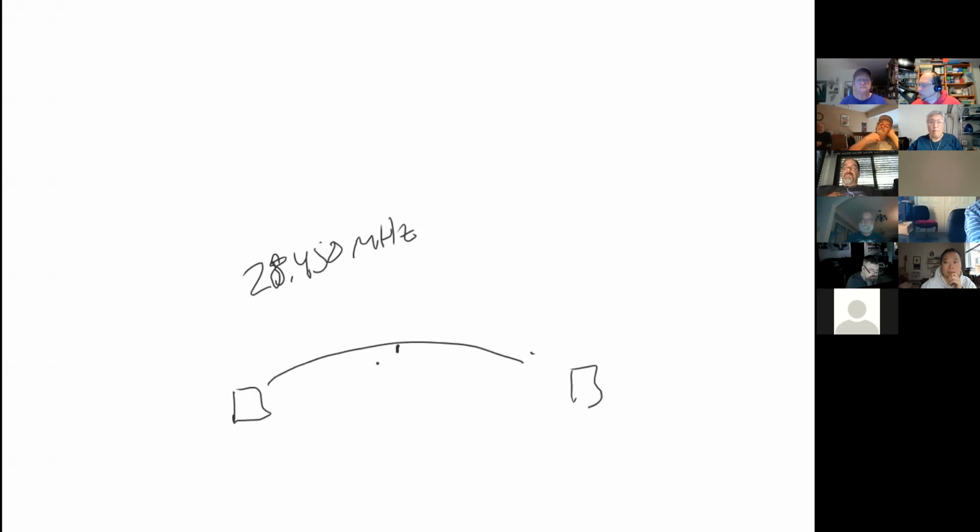Repeater offset. Okay, so there are 2 ways of operating: there is simplex and there is duplex. Simplex is, let's say we pick a frequency of 28.450 megahertz, and we have 2 stations operating on the exact same frequency. One station talks, and then immediately after, the other station talks. And because they're on the exact same frequency, what happens if they talk at the same time? They cancel each other out and nobody can hear anyone.